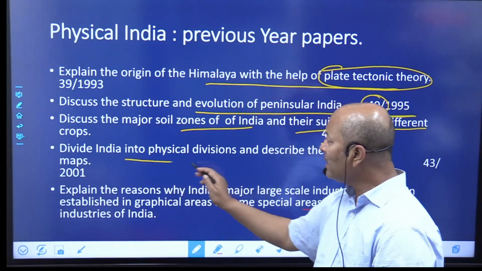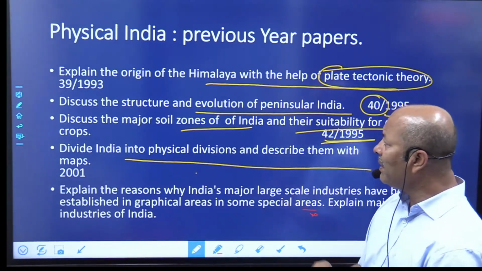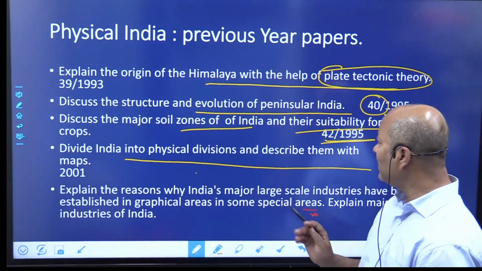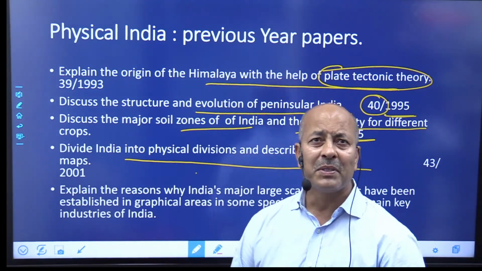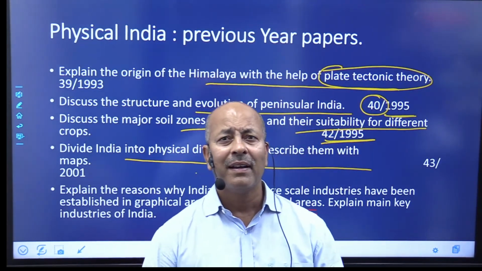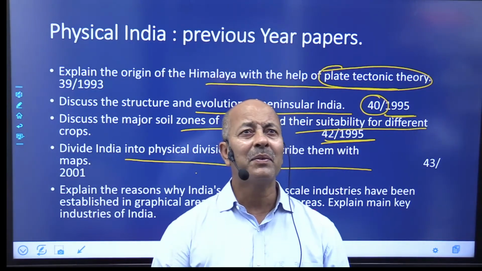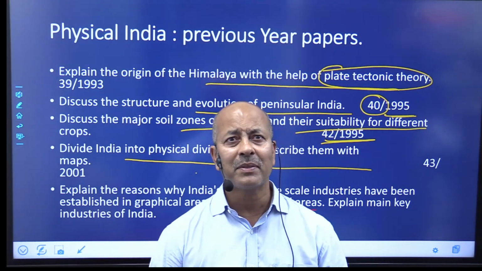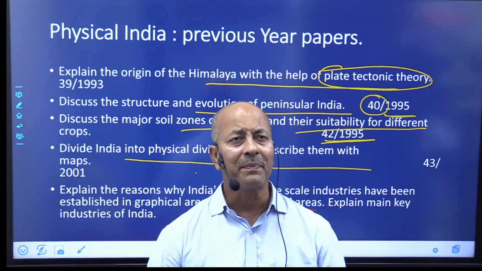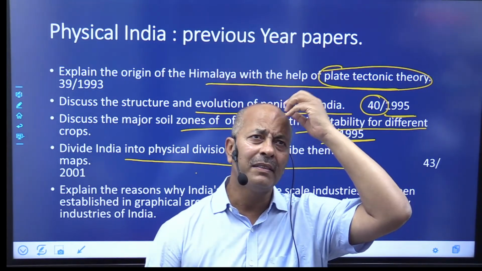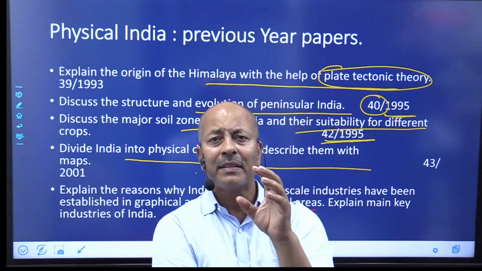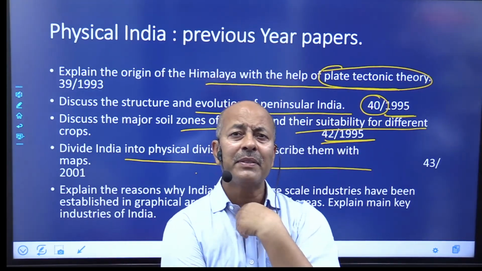Then they asked a very easy question in 2001: divide India into physical divisions and describe them with maps. So students, I'm telling you, this is a very general question we study in the physical geography section. In physical geography, you are either in the very basic areas of NCERT study or graduation level.